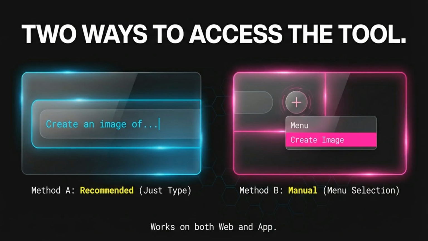There are two ways to access the image generation tool. The recommended method A is just typing your request. Method B is manually selecting Create Image from the menu. Both methods work on the web and the app.